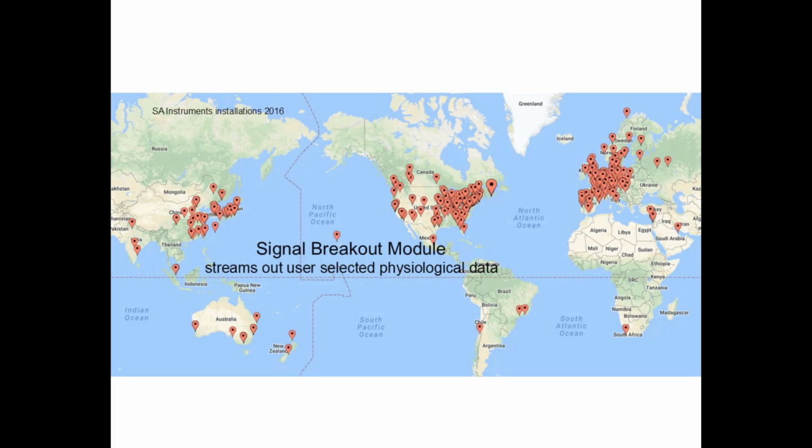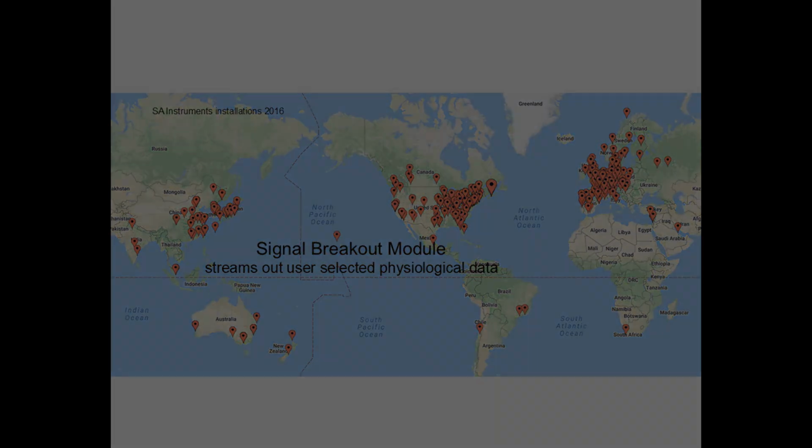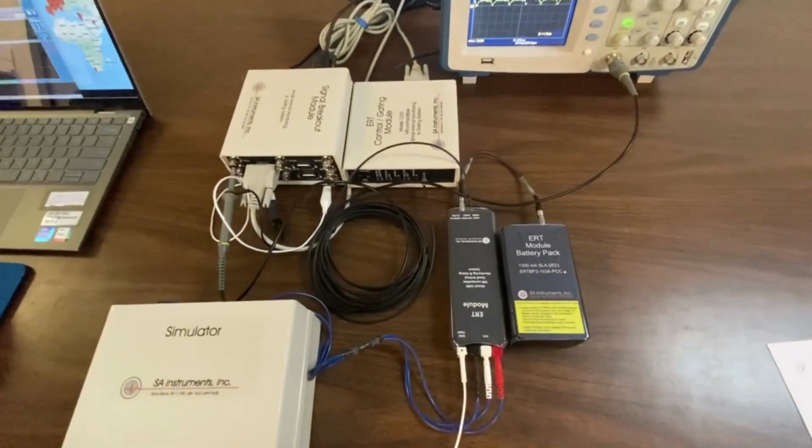This video focuses on the Signal Breakout Module and how it is used to extract data measured with one of SAII Instruments' monitoring and gating systems. We are using the Model 1030 monitoring and gating system for this demonstration.